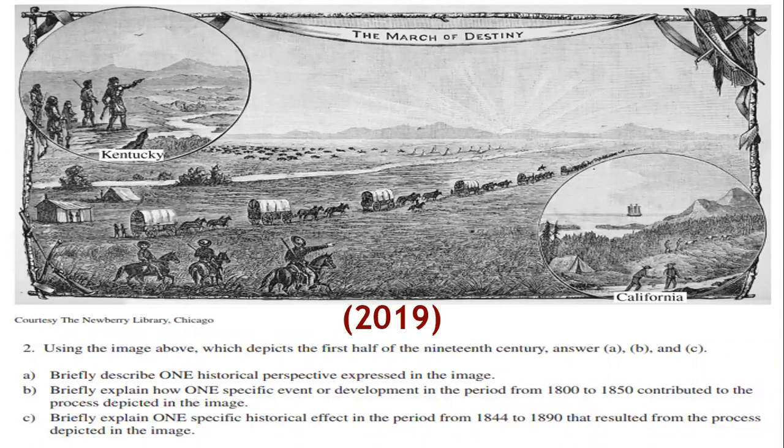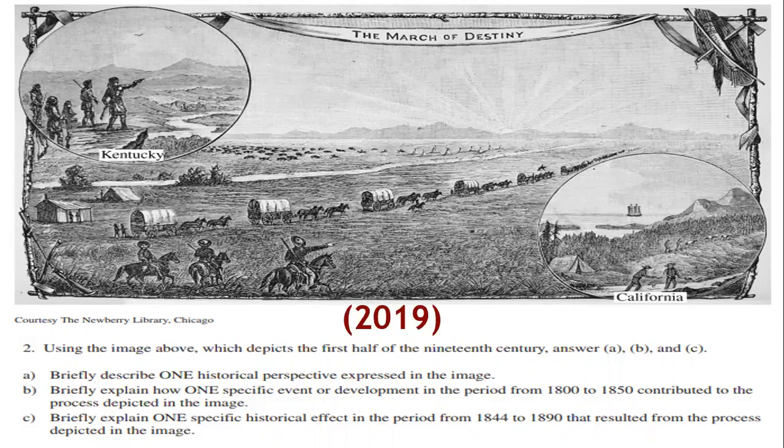Okay, so as you're looking at this image, March of Destiny, Kentucky, California, people are moving out west. It looks great out west and stuff like that. A says briefly describe one historical perspective expressed in the image. If you can't figure out that this is really talking about manifest destiny and stuff like that, I have failed you as a U.S. history teacher, because it says March of Destiny right there. So you can talk about manifest destiny. But notice what B does. B and C are a little bit different in what's going on.